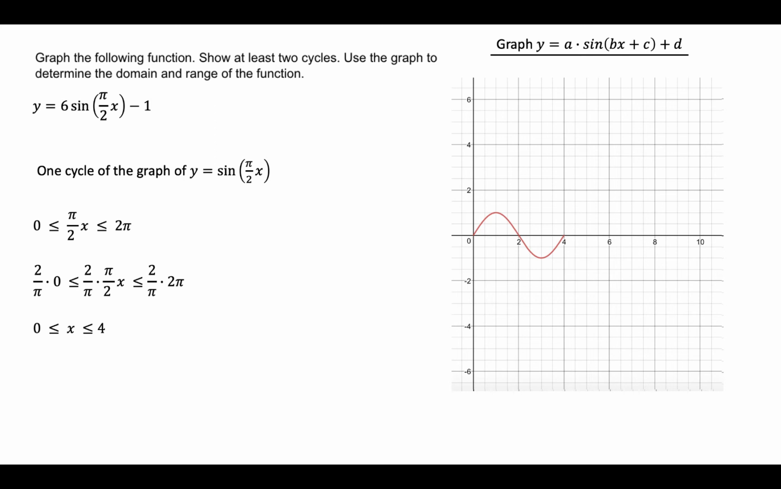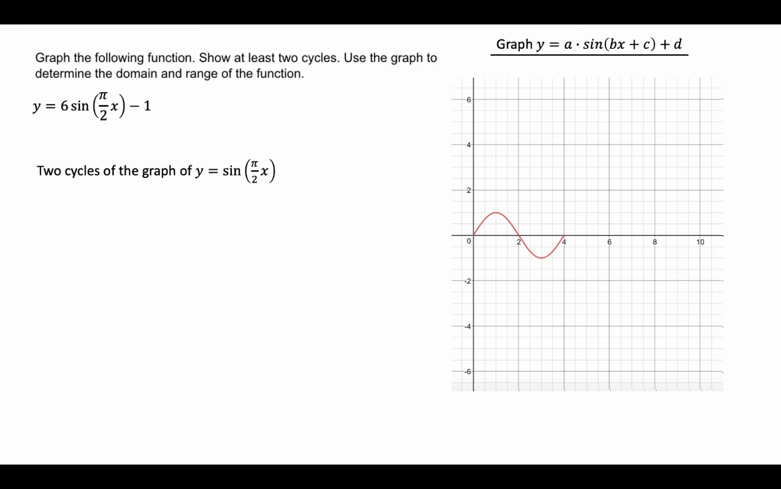The graph of the sine function has x-intercepts at the beginning of the cycle, at the end of the cycle, which we have determined to be 4, and halfway in between those 2 values, which would be 2. It has a peak in the first half of the cycle, which would be 1, and a valley in the second half of the cycle, which would be negative 1.